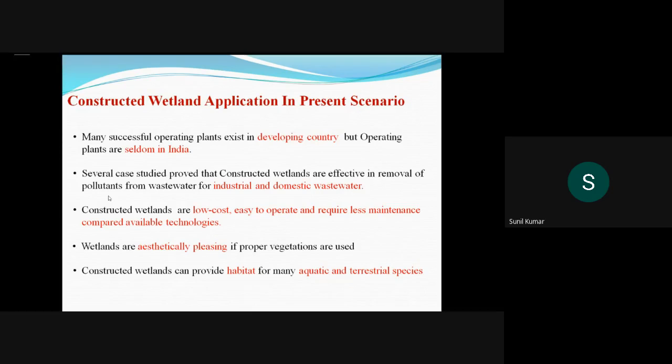Moreover, it can be a habitat for many aquatic and terrestrial species. These are the advantages of the constructed wetland. The only disadvantages foreseen at this point are, one, the huge area required, and another, the quality of the treated water. It will not be as good as the tertiary treated water, what we call directly the membrane bioreactor. Otherwise, it is able to meet the treatment quality of the other treatments presently being used.